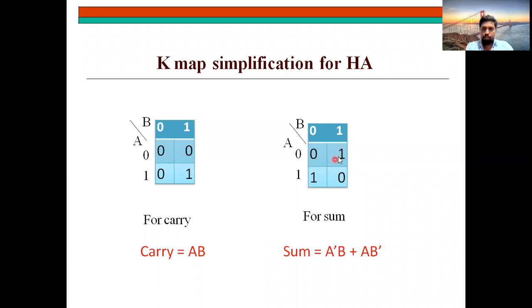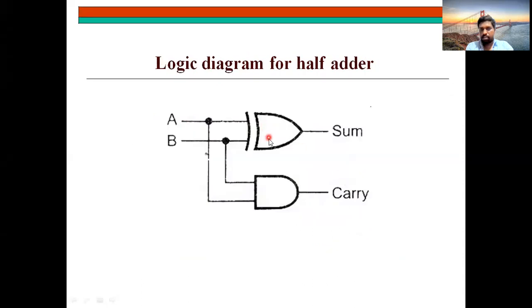And for sum, you will have two independent terms. Why? Because no grouping is done here, since they are not adjacent cells. So this answer is A bar B and this one is A B bar. If you see clearly, this looks like A XOR B. It is the output expression for A XOR B. So the sum value can be written as A XOR B. So I drew an XOR gate, directly gave inputs A, B, and the sum value is A XOR B.